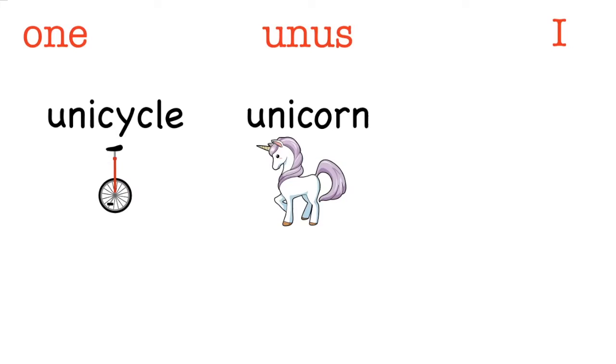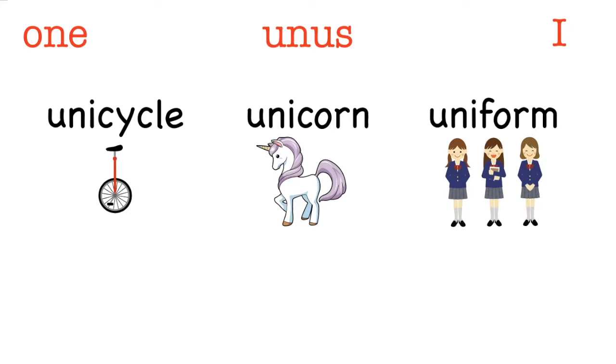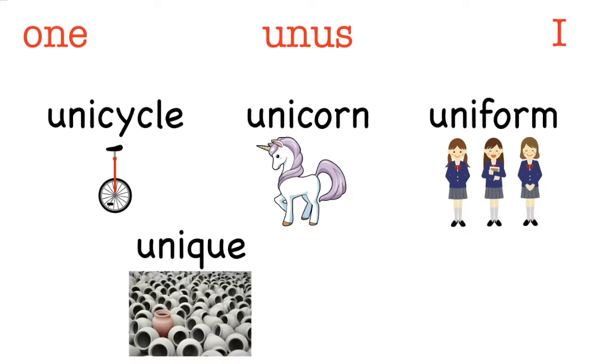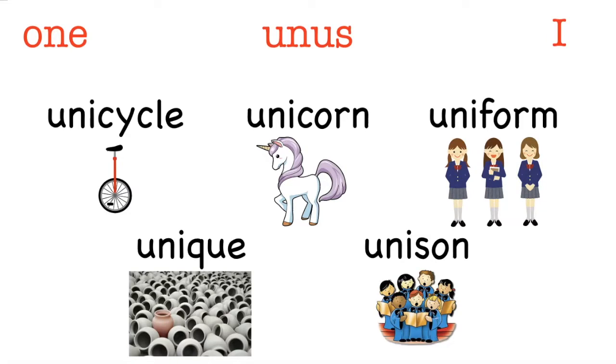So we have unicycle, meaning one wheel. We have unicorn. Corn comes from the Latin word for horn, so one horn. Uniform is one form. This Latin word forma can also mean appearance, so one appearance. Unique is one of a kind. And unison, son comes from the Latin word for sound, so one sound, whether it's speaking or singing.